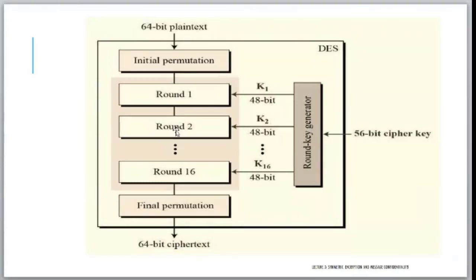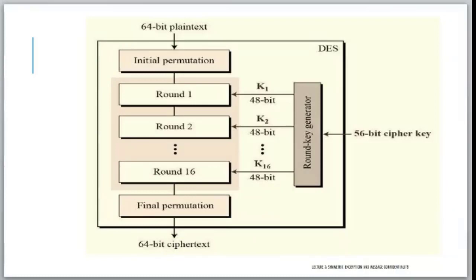Again, it is going as the input for the next round. In the next round, we are going to divide like that, and again do the same process. We are going to repeat it 16 different times. Then finally, you are going to apply the final permutation and you are going to get the cipher text. This is how your algorithm, that means the DES algorithm, is working.